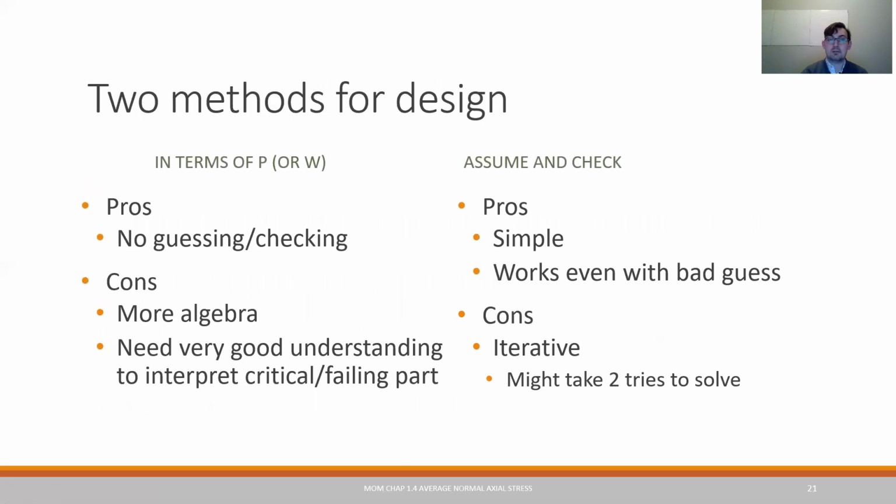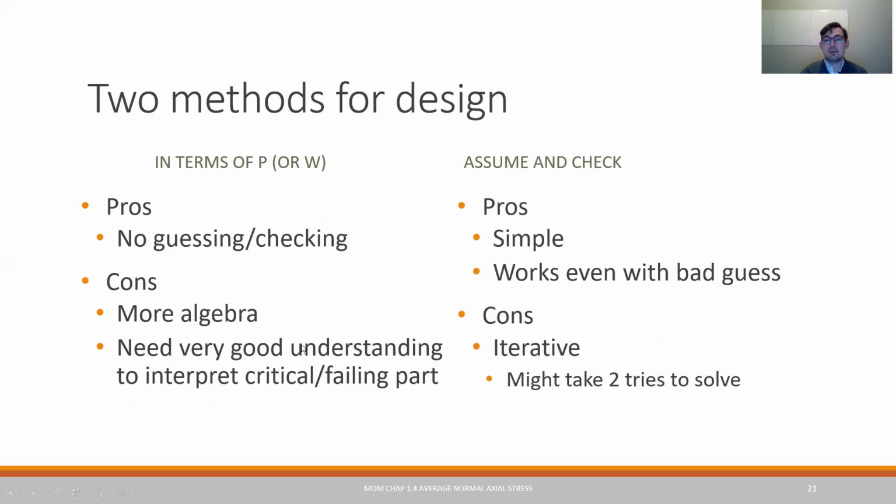The two methods, right, we said in terms of P or W and assume and check. The pros of using in terms of P or W is that we don't have to guess and check, right? It's not iterative. You do it once. Downside is there's a lot more algebra. You really have to keep track of what P and W actually represent and what the units are. Sometimes you might guess wrong. You need to go and change your units.